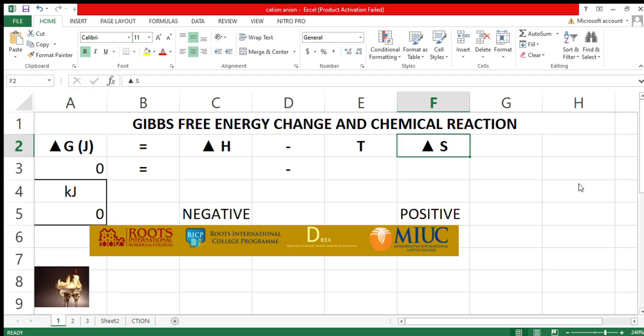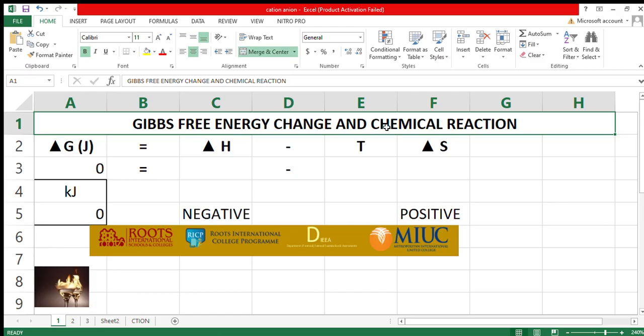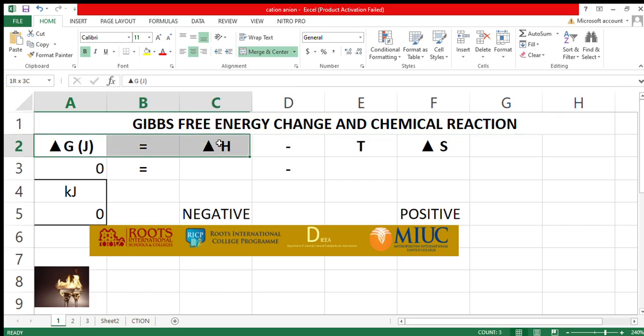Today we are going to understand Gibbs free energy change and its relationship with a chemical reaction. As you can see, this is the equation for Gibbs free energy change. Delta G, that is Gibbs free energy change, is equal to delta H. Delta H means the change in enthalpy. For an endothermic chemical reaction, this value is always positive, and for an exothermic chemical reaction, this value is negative.